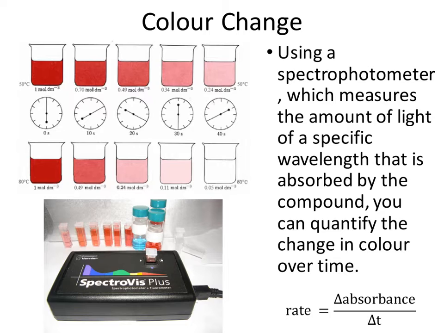Now, if we have a reaction that changes color, we can use a spectrophotometer, which measures the amount of light of a specific wavelength that's absorbed by this compound, and plot that. In this case, when we look at this reaction, we can see our concentrations over time. We have 1 mole per liter, 0.49, 0.24, 0.11, 0.05, and as our concentration decreases, the saturation of the color that's created at those concentrations also decreases. So we could take a sampling of this, put it in our little cuvette, and put it into our spectrophotometer, and figure out how much of a certain wavelength is being absorbed. That absorbance over time will give us a rate.